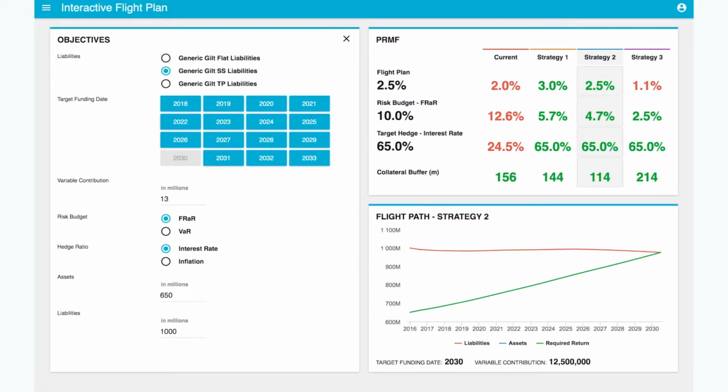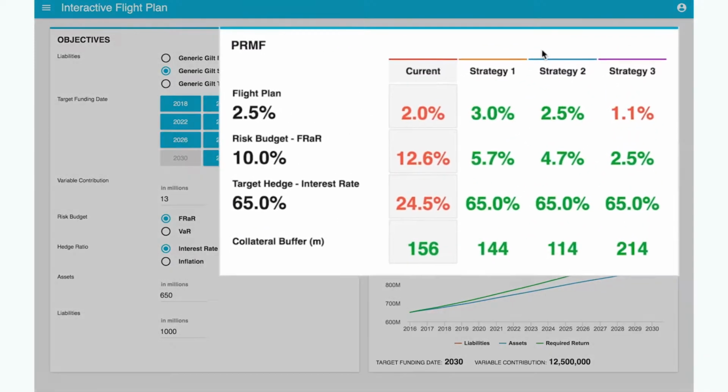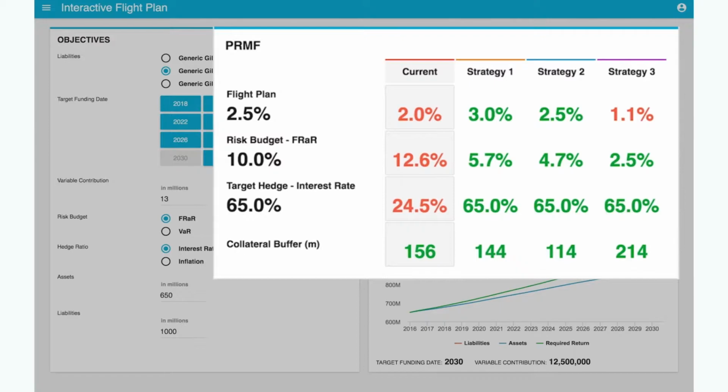The scheme's current investment strategy is displayed here. In our view, the scheme isn't currently set up to meet the objectives. The expected return is likely to fall short of the objective at around gilts plus 2% per annum, so the scheme is not on target. What's more, we set ourselves a risk budget of 10%, and we can see that the current strategy has a risk level of about 12%. We can see that here. So we're outside the risk budget.